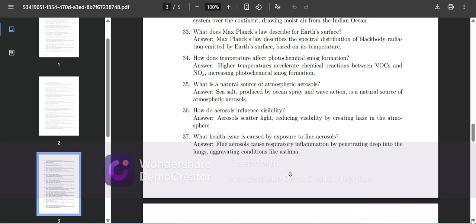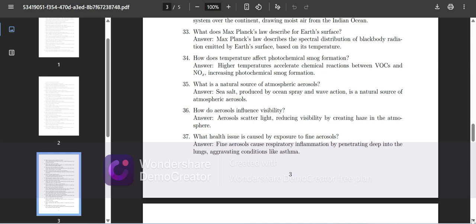What does Max Planck's law describe for Earth's surface? Max Planck's law describes the spectral distribution of blackbody radiation emitted by Earth's surface based on its temperature.